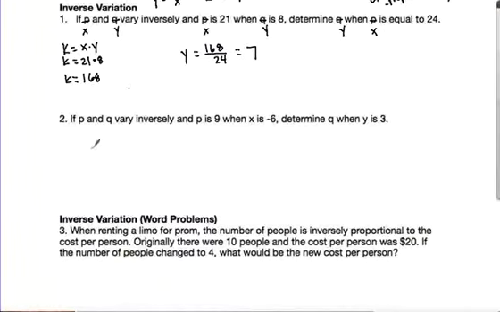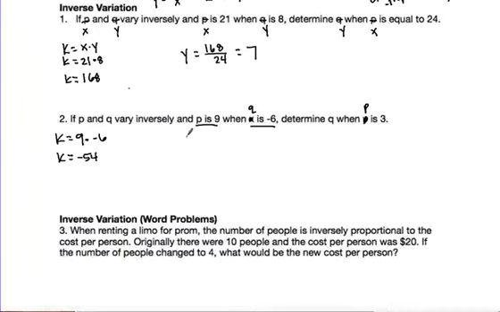All right, so on number 2, p and q vary inversely, and p is 9 when q is negative 6. Determine q when p is 3. All right, so we're going to use the p and the q this time, but remember that those are really just x's and y's. So the first thing we've got to do is get our k. And so to get our k, we're going to use what they give us here, so 9 and negative 6. So we'd say 9 times negative 6 to get that our k is equal to negative 54. So now that we know that our k is equal to negative 54, we want to get our q when our p is equal to 3.